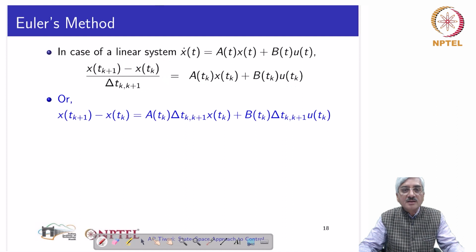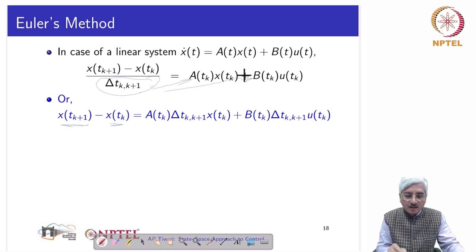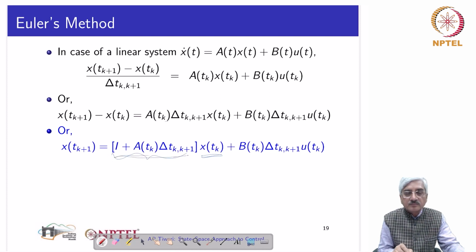So if we manipulate this, we get x(tk+1) minus x(tk) equal to delta tk multiplied by the right side: A at instant tk multiplied by delta t into x plus B into delta t into the input. Then we do further manipulation by taking x(tk) common on the right. We get the identity matrix plus A(tk) into delta tk multiplied by x(tk) plus B(tk) delta tk into u(k).